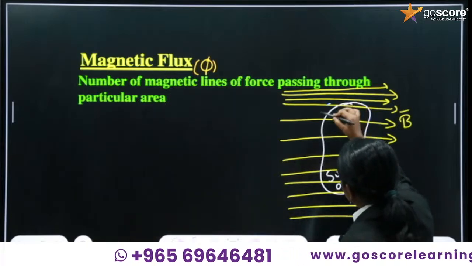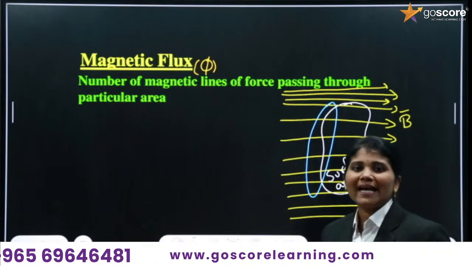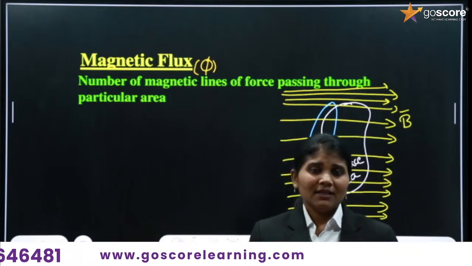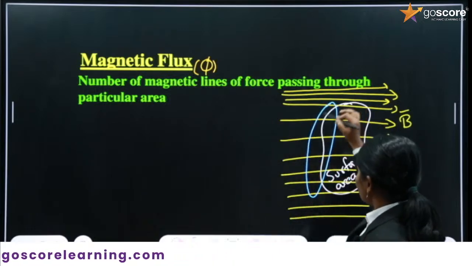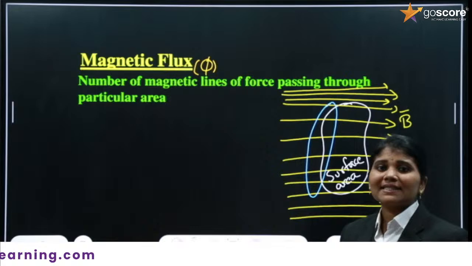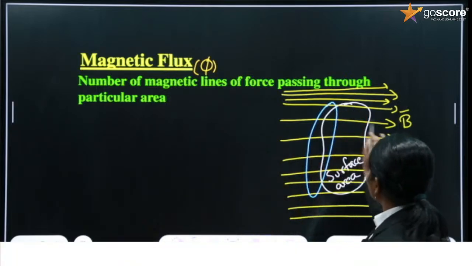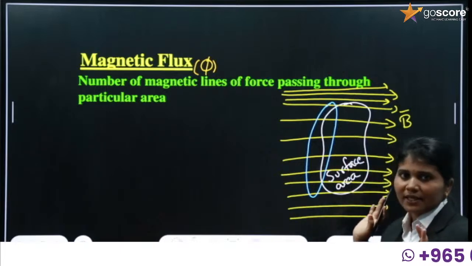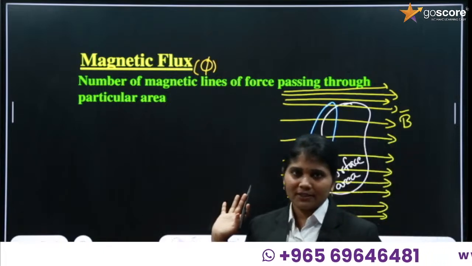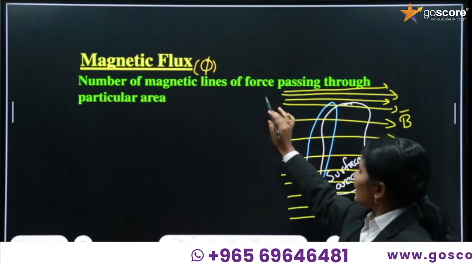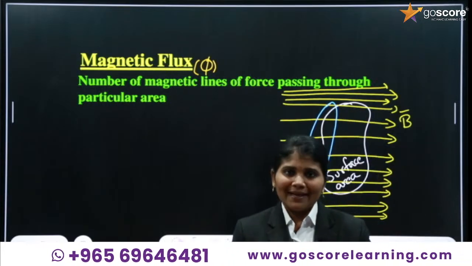So these magnetic field lines we call magnetic flux. These magnetic field lines pass through a particular area. Only these magnetic field lines pass through the particular surface area. That's why we call them magnetic flux. So the number of magnetic lines of force passing through a particular area we call magnetic flux.